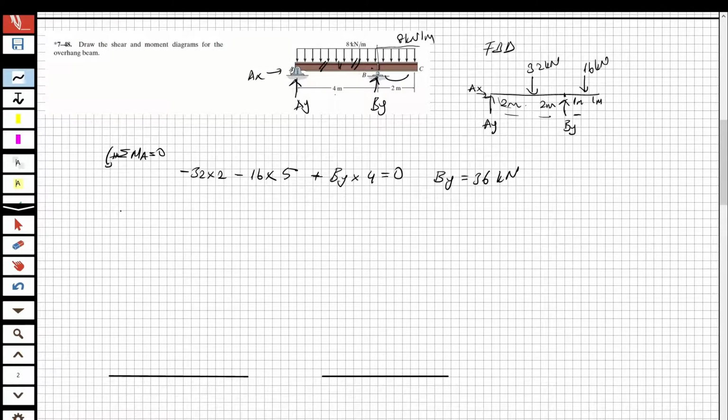So let's write the total Fy equation, and we are going to obtain the Ay also. So for the total Fy equal to 0, 32 kilonewton plus 16 minus By 36 minus Ay equal to 0. And from this calculation, I'm going to obtain Ay equal to 12 kilonewton. Now we obtain both shears. So if I know the shears, I can draw the shear diagram. So let's draw the shear diagram.